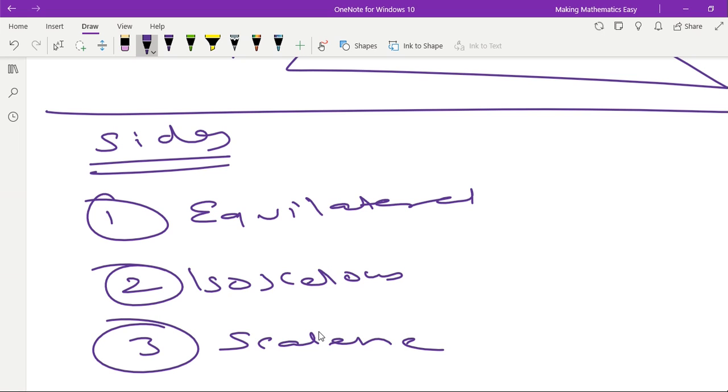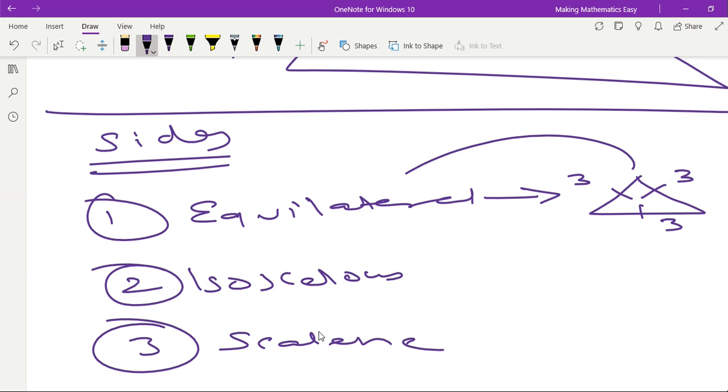You need to remember one thing. In case of an equilateral triangle, all the sides of the triangle are congruent, meaning all the sides are the same. For example, if this side is 3 centimeters, this will also be 3 centimeters, and this will also be 3 centimeters in case of an equilateral triangle. All sides are equal, all sides are congruent.